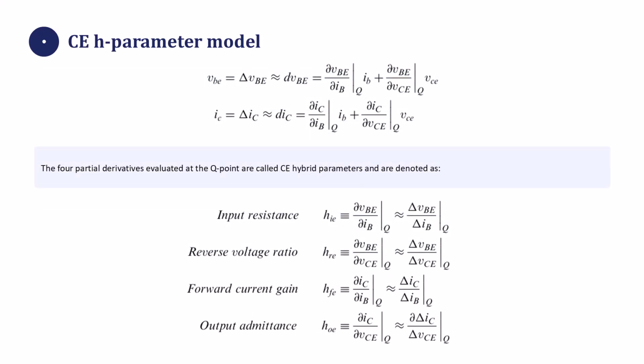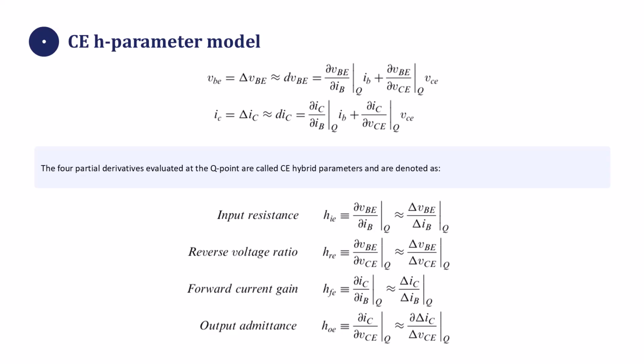define. Each of the 4 partial derivatives from the previous slide has a name and a physical meaning. HIE is the input resistance, the partial derivative of VBE with respect to IB holding VCE constant. It tells you how the base emitter voltage responds to a small change in base current. HRE is the reverse voltage ratio, the partial derivative of VBE with respect to VCE holding IB constant. It captures how much the output feeds back into the input, usually a very small effect.